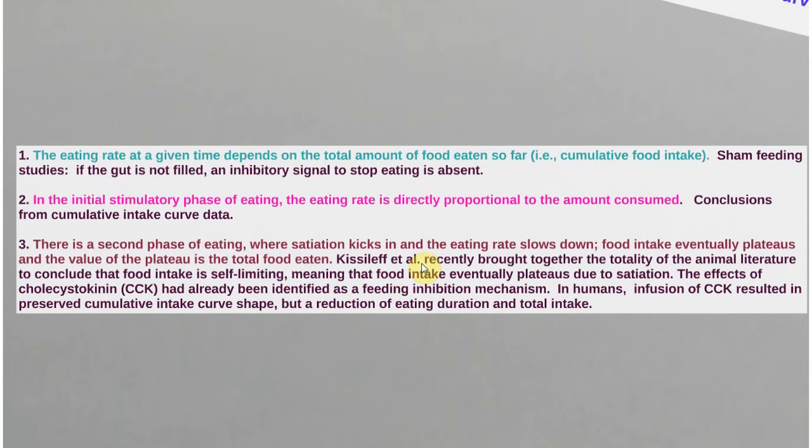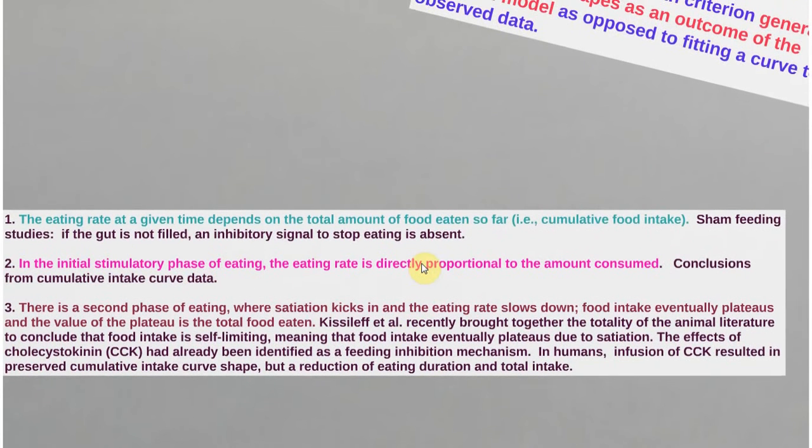In the model that we develop, we begin with a theoretical basis. So we're looking at criterion 4, and we say, look, are there 3 assumptions that we can come up with, and are there justifications for the assumptions, and then build the model on top of those assumptions. The first assumption is that eating rate is dependent on the amount of food eaten so far.